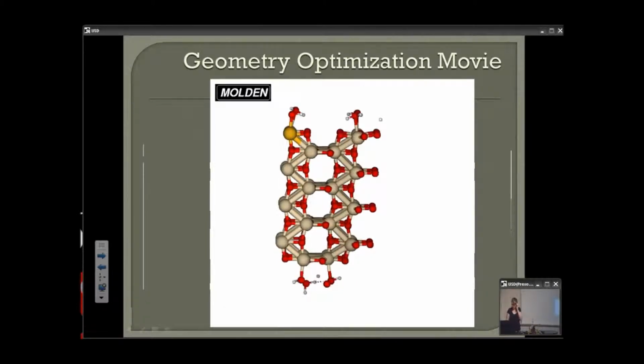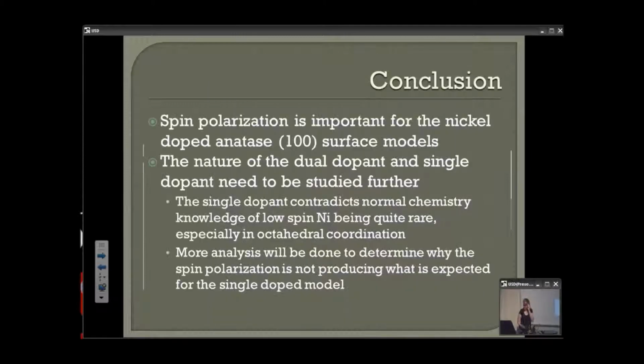And then here's the quick geometry optimization. This is for the single dopant, and we usually compare these to the undoped models, so this was pre-optimized with just titanium, and then after the dopant it was re-optimized, which is why you're not seeing much movement.